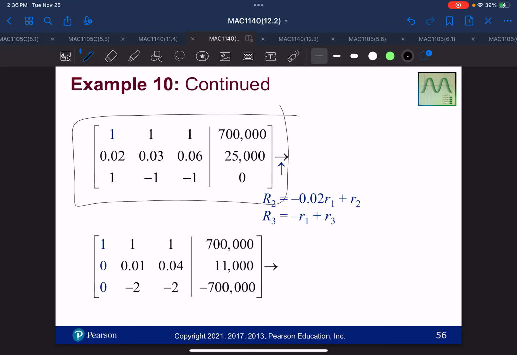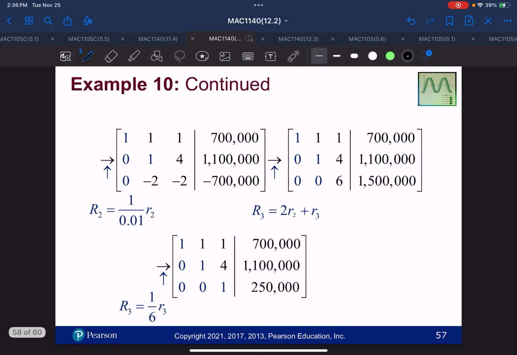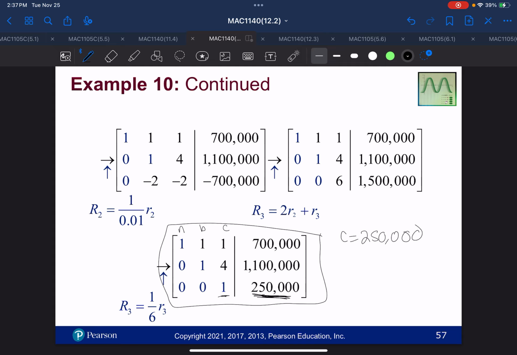Or I could do it by hand and use row operations, but I just need to get it into row echelon form. And down here we see that they do get it into row echelon form. And they find that Z is equal to 250,000. If you remember, these represented N, B, and C's. So C was the amount in the corporate bond. So that means that C is equal to 250,000, the amount that they had invested in the corporate bond.